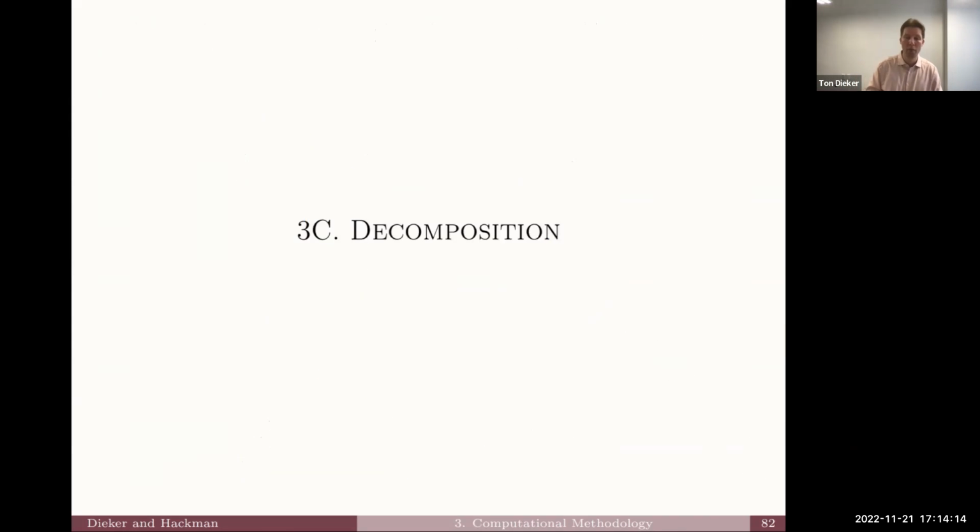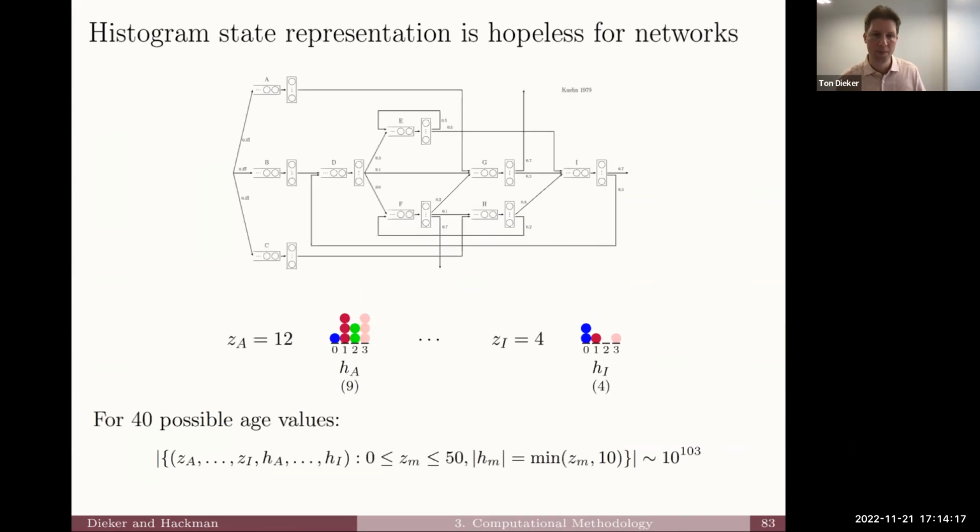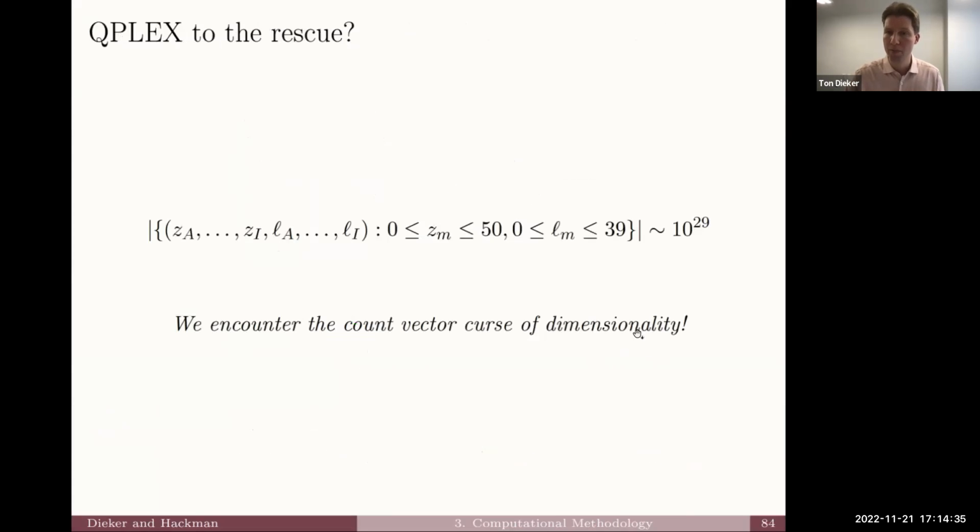Now I'm going to talk about the decomposition approach. We already saw that histogram representations are hopeless for single stations. It means even more hopeless for networks, right? And now you might think, okay, I've just seen an apparently good idea, right? To replace the histograms with labels. Well, it turns out that if you have 9 stations, you get another curse of dimensionality, which we call the count vector curse of dimensionality, right? Even this is not enough to reduce the space.